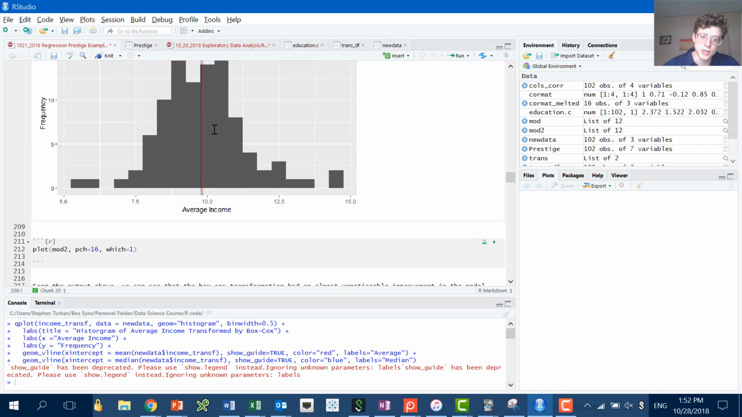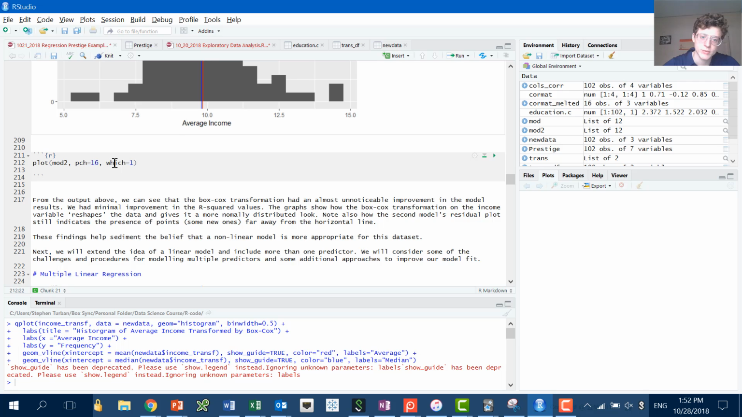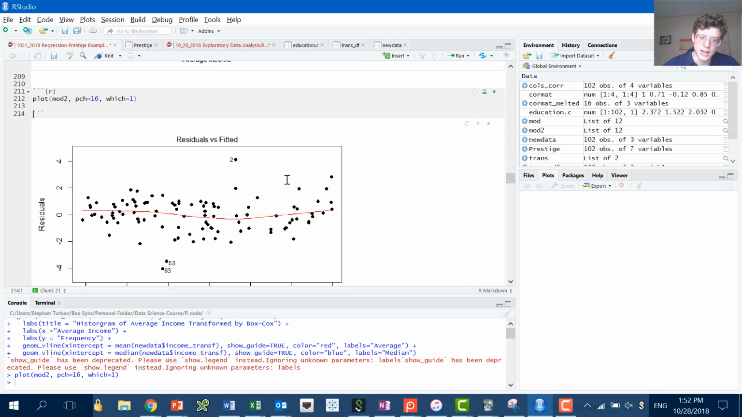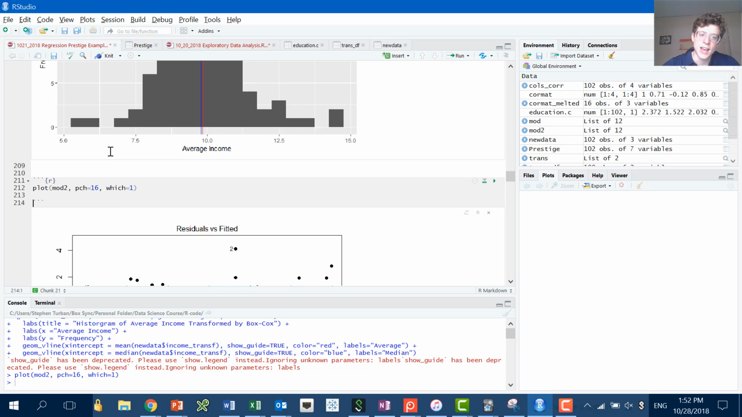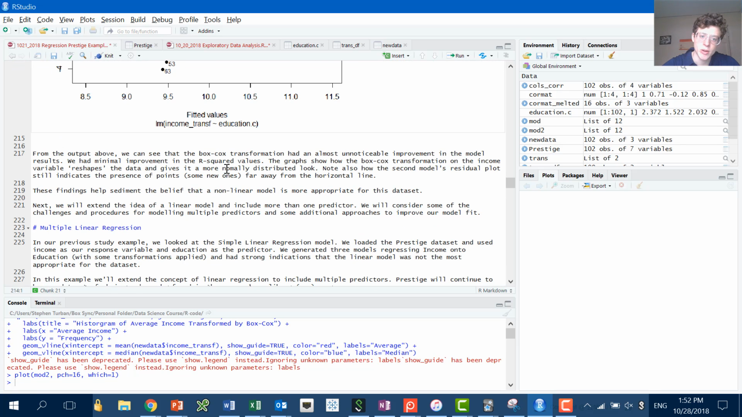Yeah, transform income is normal. And the plot, again, you see a pretty similar line as before. And like we wrote here, the Box-Cox had almost an unnoticeable improvement in the model. And because we're usually looking for more interpretable models, we won't make the transformation.